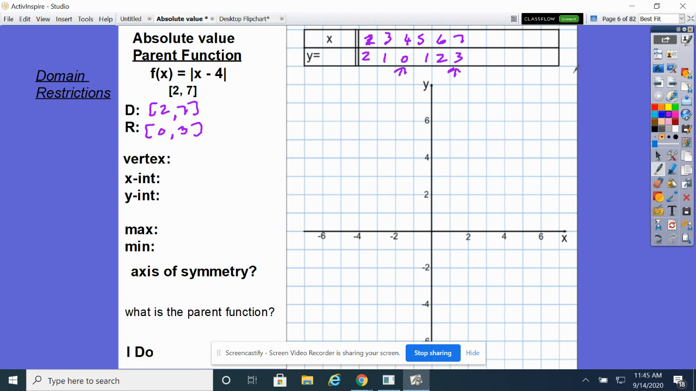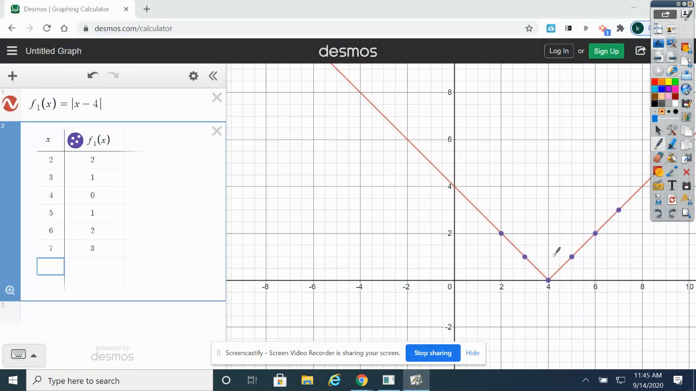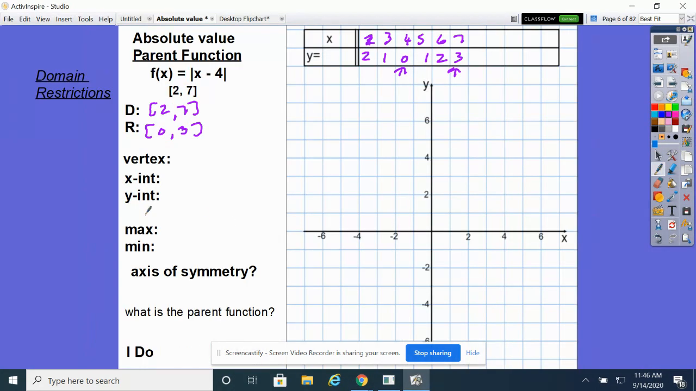The vertex, where was the vertex in this one? The vertex is that V. If I click on the coordinates here, looks like it's 4, 0. Notice that's also the x-intercept because it's on the x-axis. So the vertex and the x-intercept are the same. Let's go fill those in. The vertex is at 4, 0. Same for the x-intercept, 4, 0.